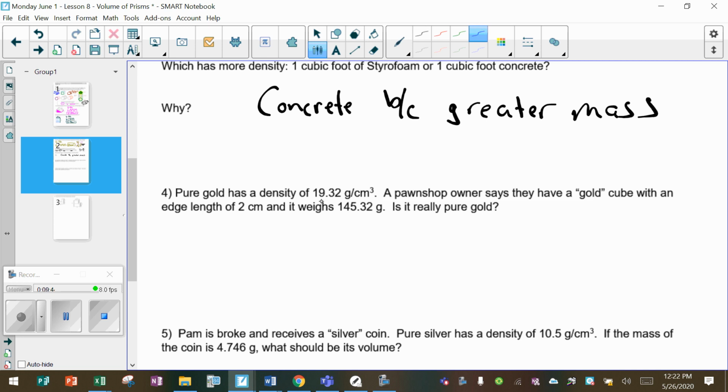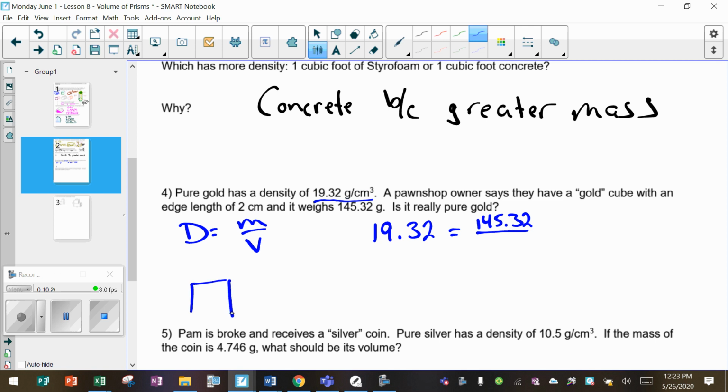Pure gold has a density of 19.32 grams per cubic centimeter. A pawn shop owner says they have a gold cube with an edge length of 2 and it weighs 145.32 grams. Is it really pure gold? So what we can do is take our density formula, mass over volume. The density is supposed to be 19.32 grams per cubic centimeter. This person is telling us that it weighs 145.32 grams. That's our mass.